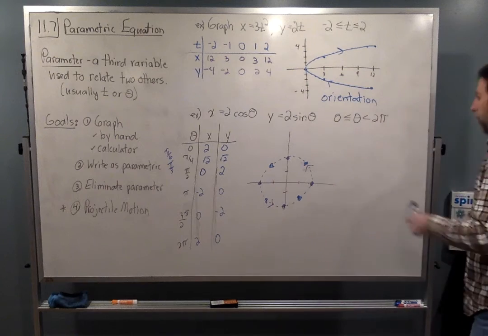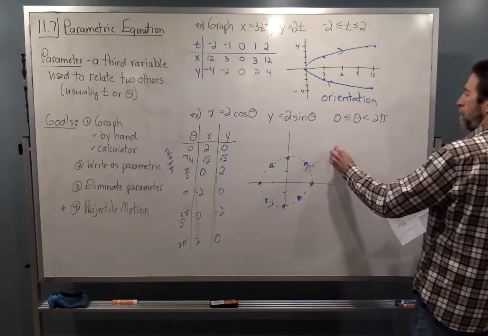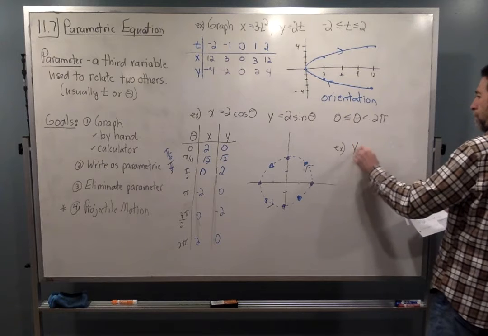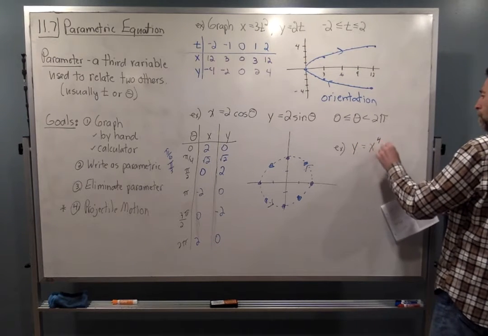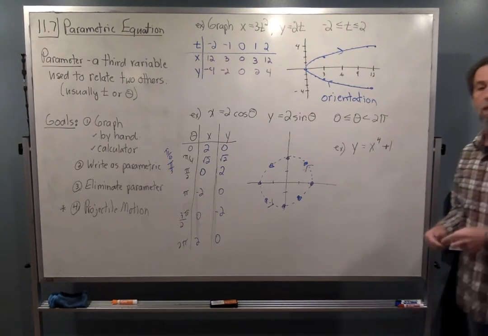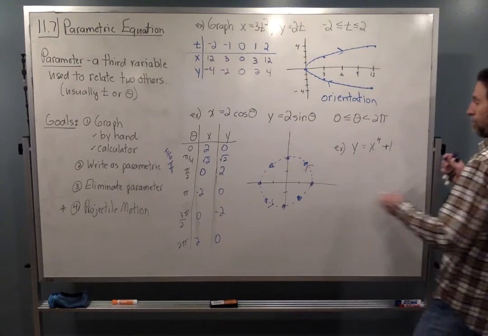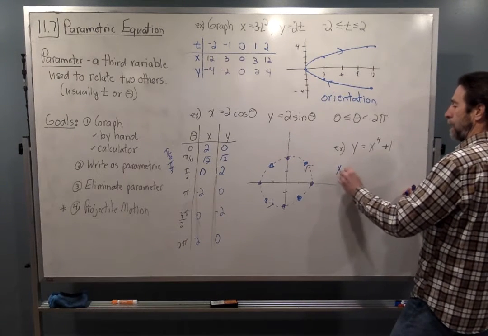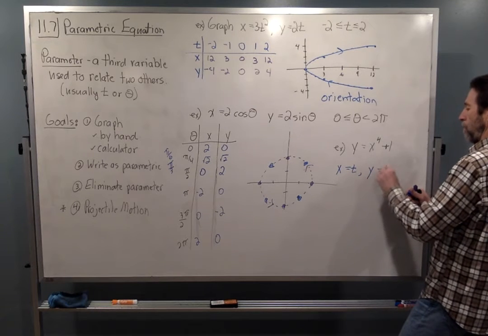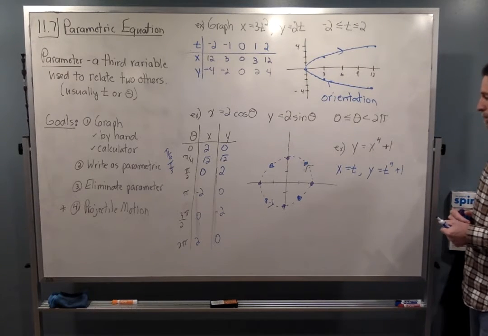One other type of problem, that second type, which would be to write something as a parametric. I'll squeeze that in right here. Let's say we're given y equals x to the 4th plus 1. And our goal is to write this as a set of parametric equations. Well, I have a lot of options. That's the best thing about this. I could simply say x equals t, and then y would be t to the 4th plus 1. That's always one way to go about it.